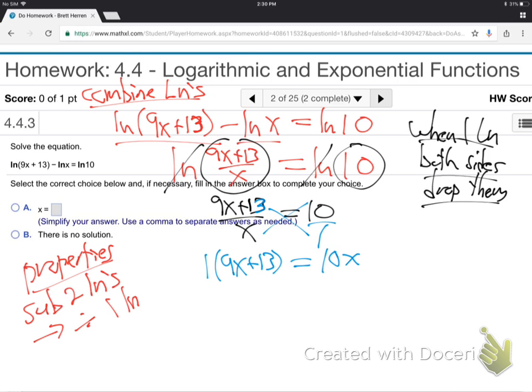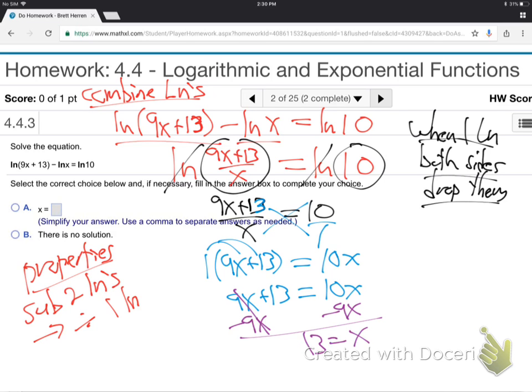And so then distribute this through. Boom, boom. 9x plus 13 is 10x. How do you solve for x there? Remember when you have x on opposite sides? Get rid of one of them. So 13 is x. Done.